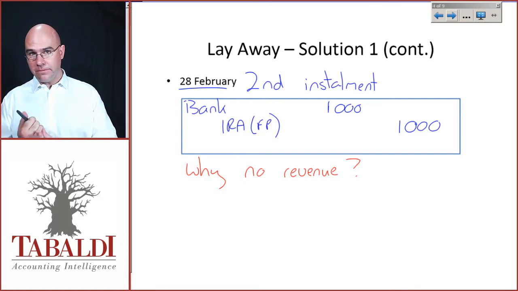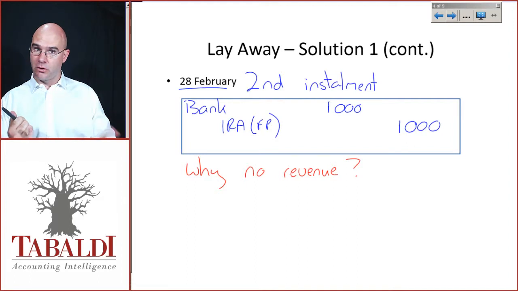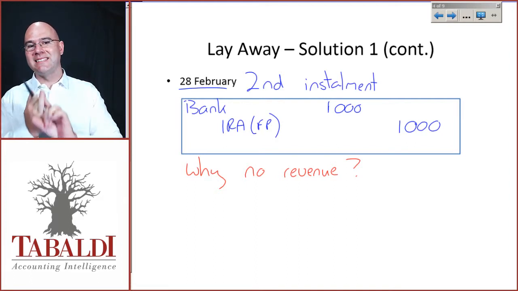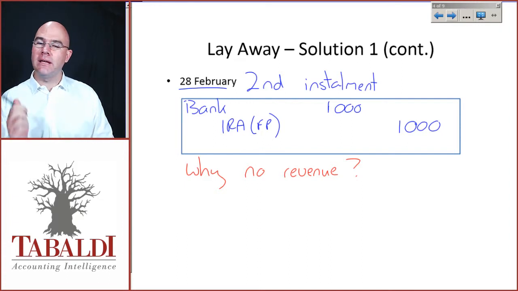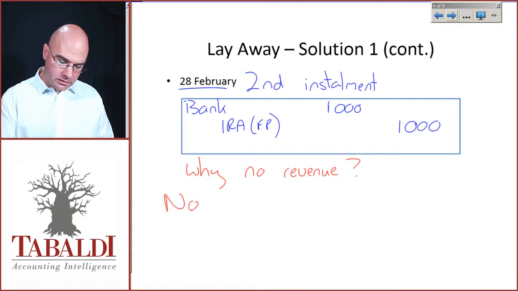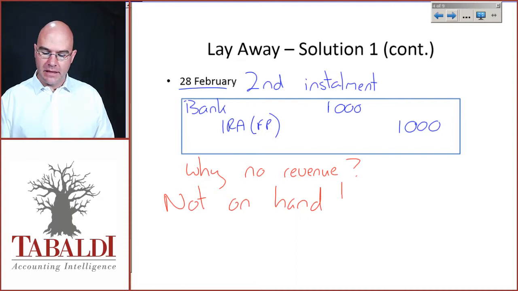It was if there's a history of such layaway sales being consummated, we've got that. If there was a significant deposit received, we've got that. 2,000 out of 3,000 is significant. But the third one was that the bike needed to be on hand and ready for delivery in order to recognize revenue earlier. Well, the bike is not on hand, not identified, and therefore not ready for delivery. Therefore, I cannot recognize any revenue.